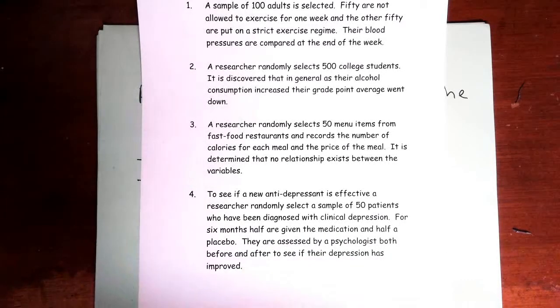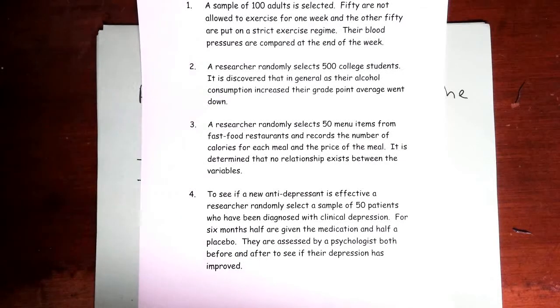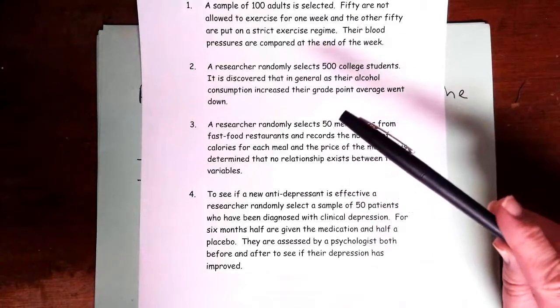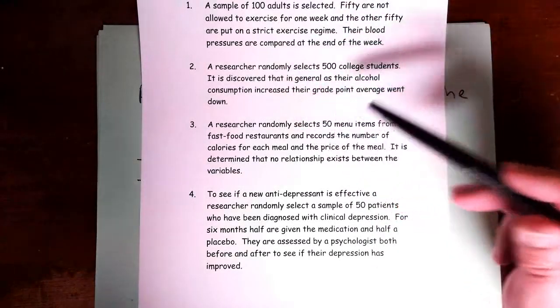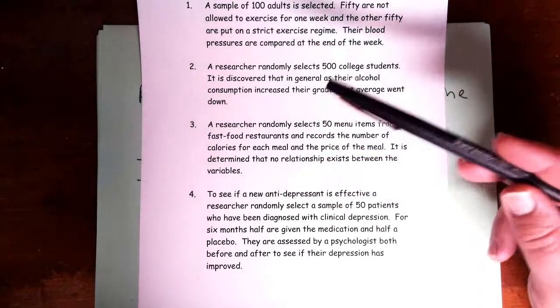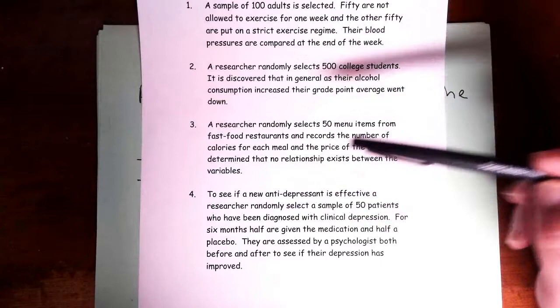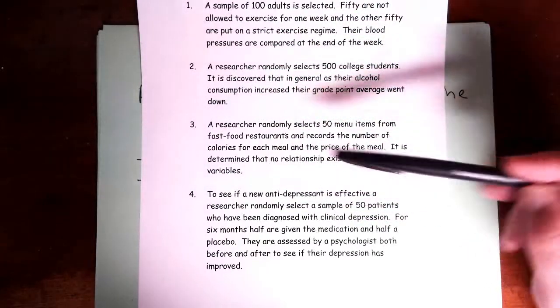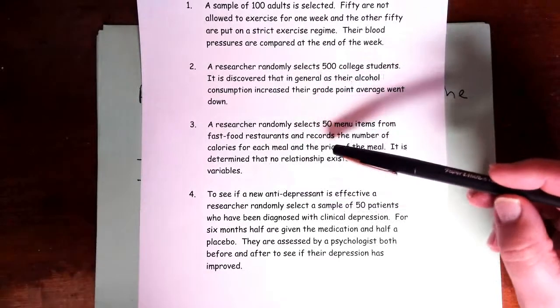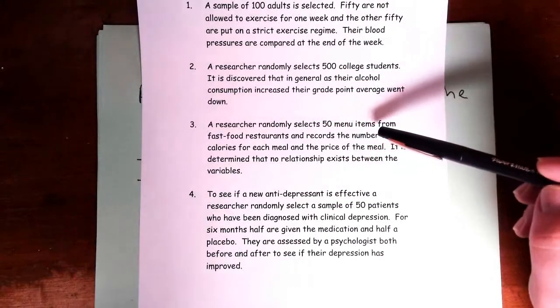So this third one, a researcher randomly selects 50 menu items from fast food restaurants and records the number of calories for each meal and the price of the meal. And it's determined that no relationship exists between the variables. Again, this is an observational study. They're looking at each of these menu items, at two variables: the number of calories and the price, and they're checking to see if maybe as one increases, the other one increases, or vice versa. And in this case, they don't see any sort of relationship. So that, again, is an example of a correlation study.